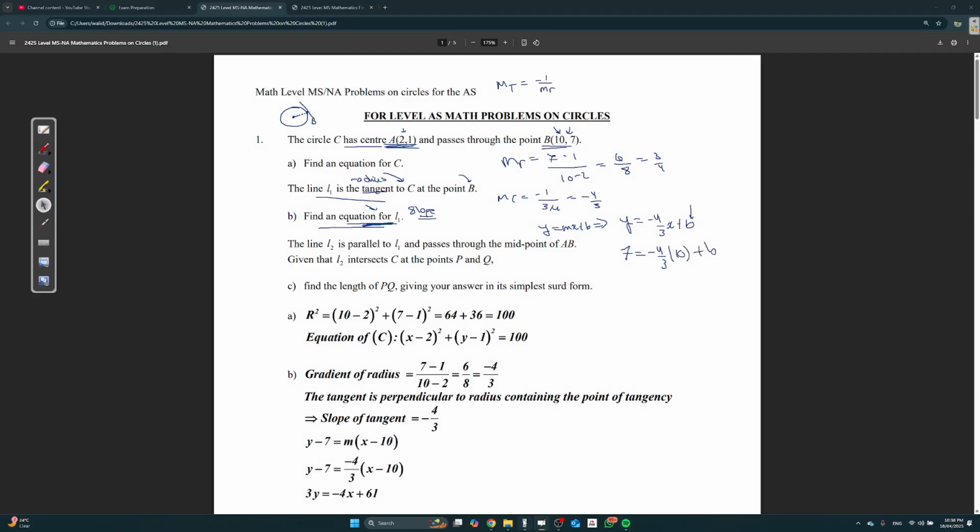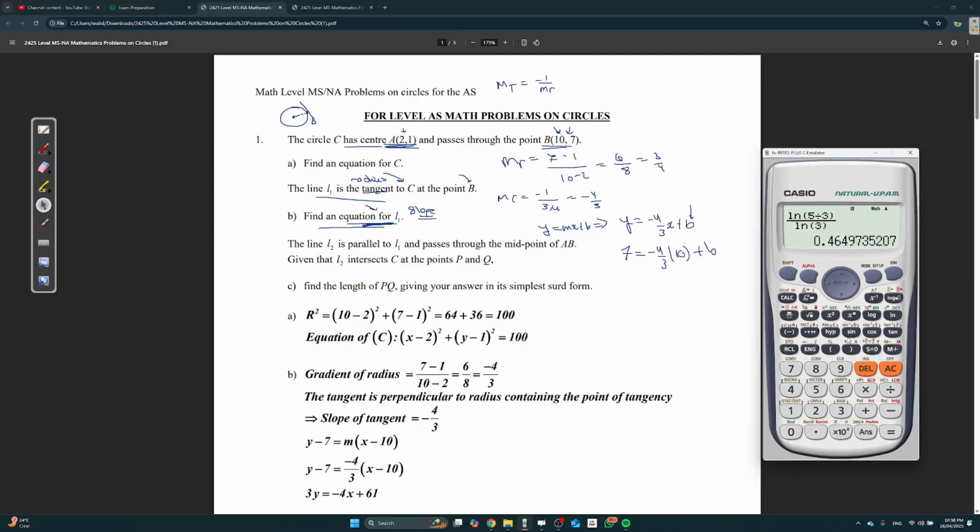And if you solve this, you're going to get 7 plus 40/3, which is 61/3. So b is equal to 61/3. So the equation of the tangent will be y equals -4/3 x plus 61/3.